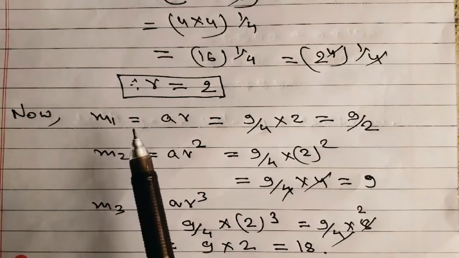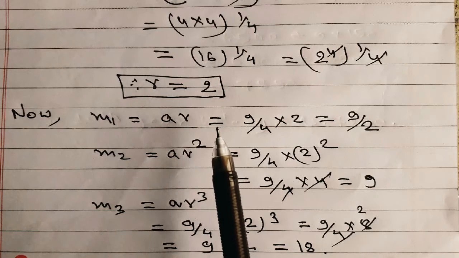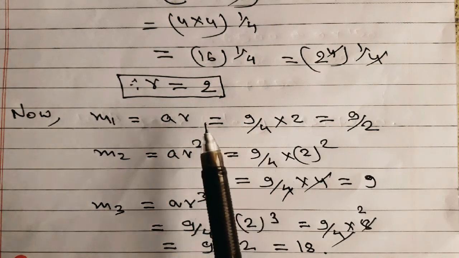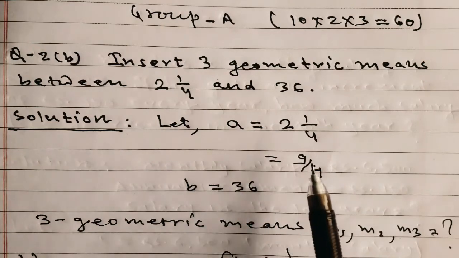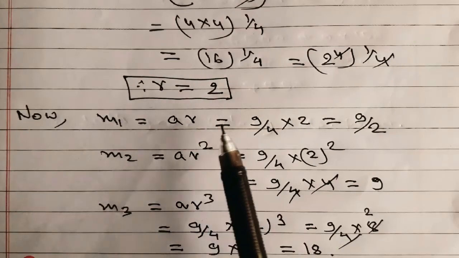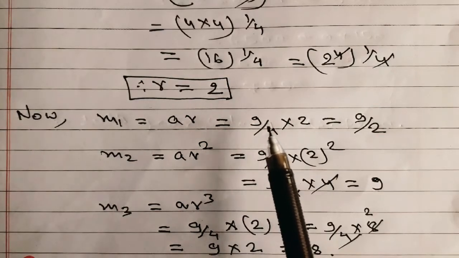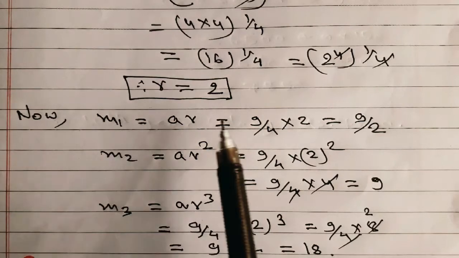Now using the formula of geometric means, the first geometric mean M1 is equal to AR. The value of A is 9 by 4 and the value of R is 2. By putting the values, 2 fours are 8, that means we get 9 by 2. So the first geometric mean is 9 by 2.